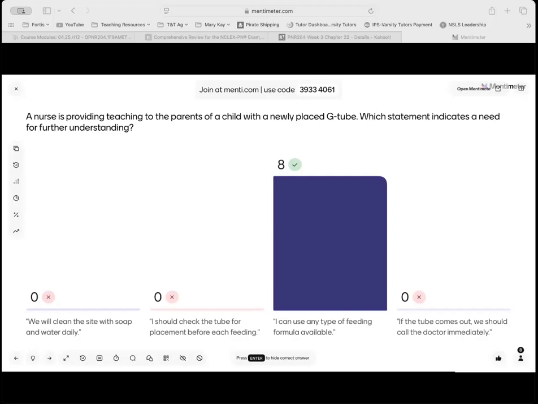And typically we don't let parents replace new G-tubes. So once it's been established for a while, if that Mickey button would fall out, we would let them put it back in. But until that G-tube is well established, we like them to come into the hospital to have it replaced, just so it doesn't go in the wrong location.